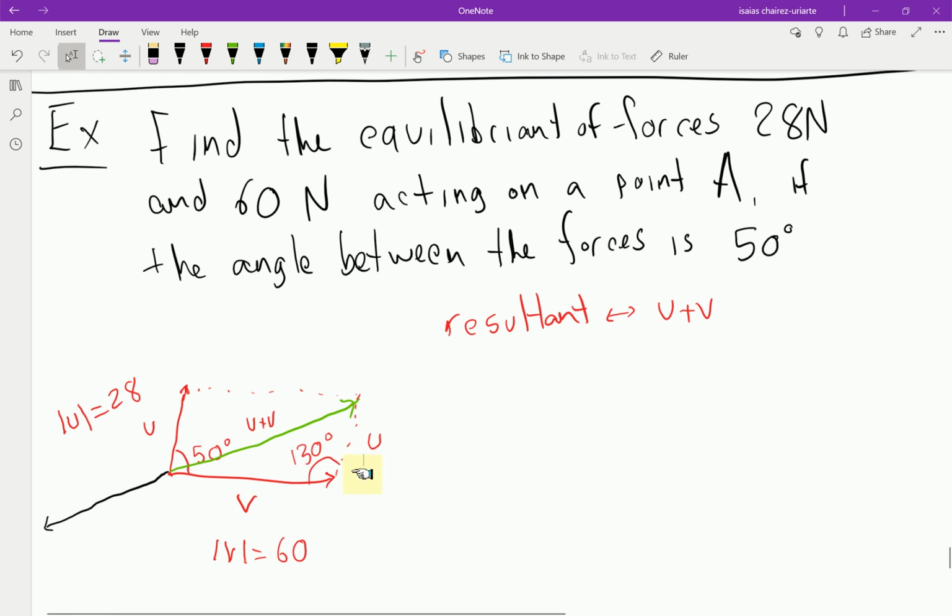Okay, so now what? Right now I'm interested in the length of this green vector. How do I find the length, the magnitude? So right now what I want to find is the magnitude of the resultant.